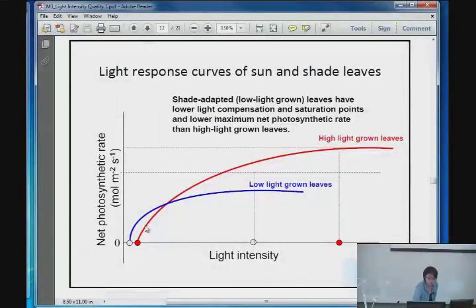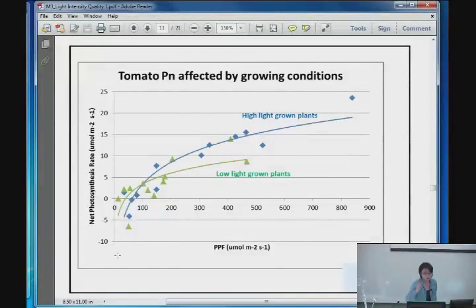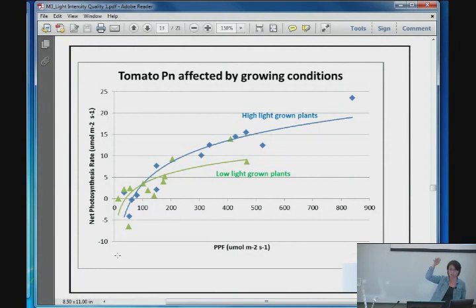And then the next slide is showing the actual data we obtained for the same plants: top leaves, which are adapted to high light, and lower leaves, or the dark grown plants, more adapted to a low light environment. Yes?